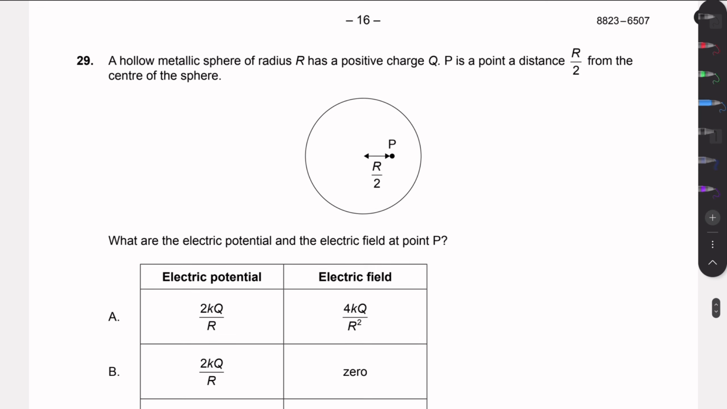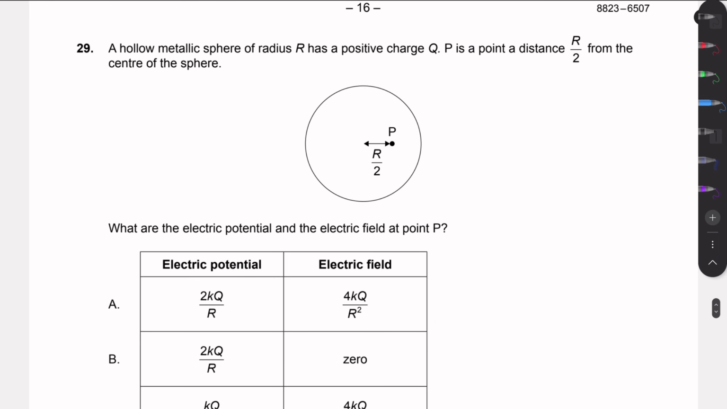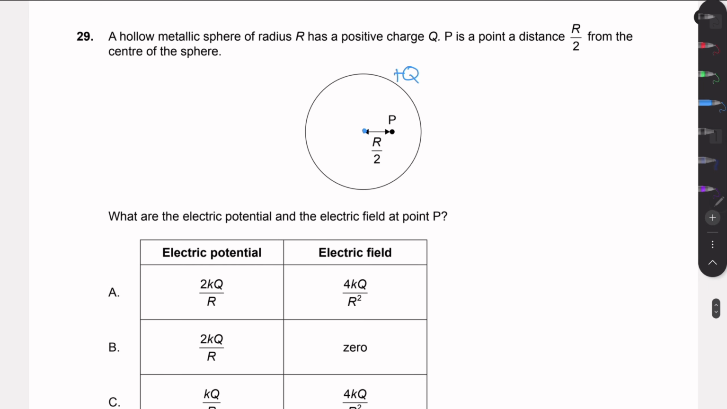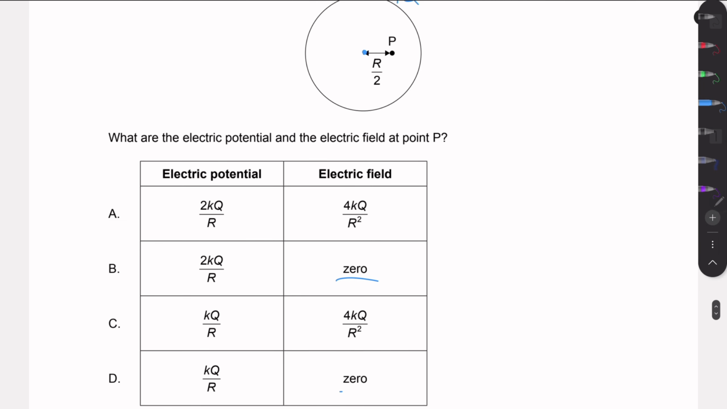All right, then this question: a hollow metallic sphere of radius r has a positive charge q. So positive q. P is a point distance r over 2 from the center of the sphere. What is the electric potential and the electric field at point P? Well, the electric field we can already say is 0.